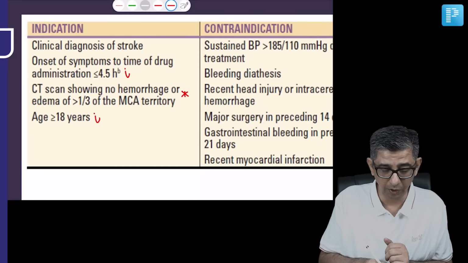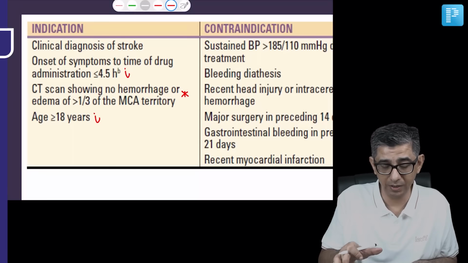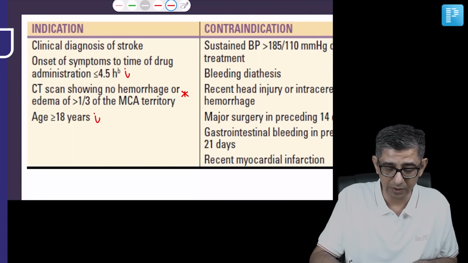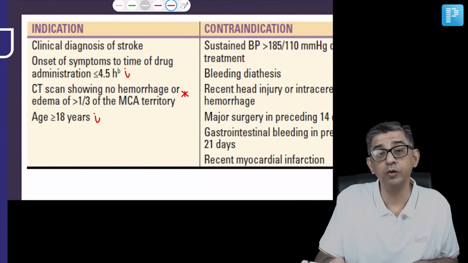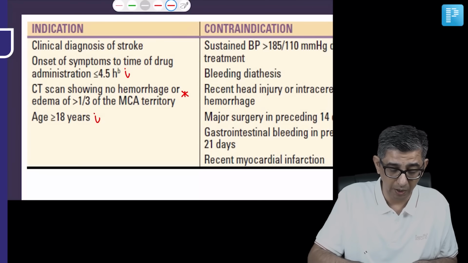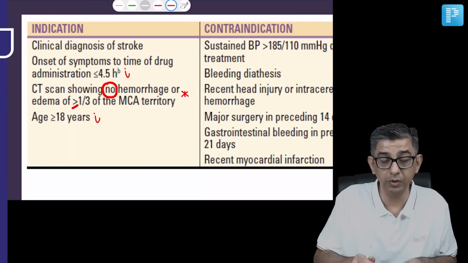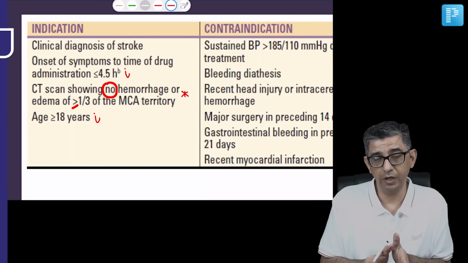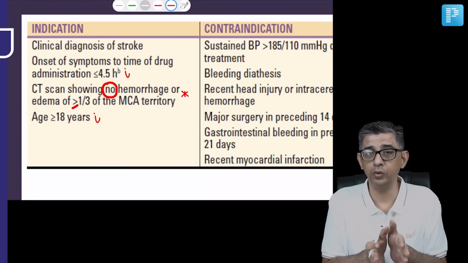I'll just show you the table here also. He says CT scan. This is the exact line which was mentioned: CT scan showing no hemorrhage or edema greater than 1/3 of the MCA territory. Here, don't focus on the word greater than. Focus on the word no, because this basically means the infarct should be lesser than this. The English meaning of this is a smaller infarct, you can do thrombolysis.